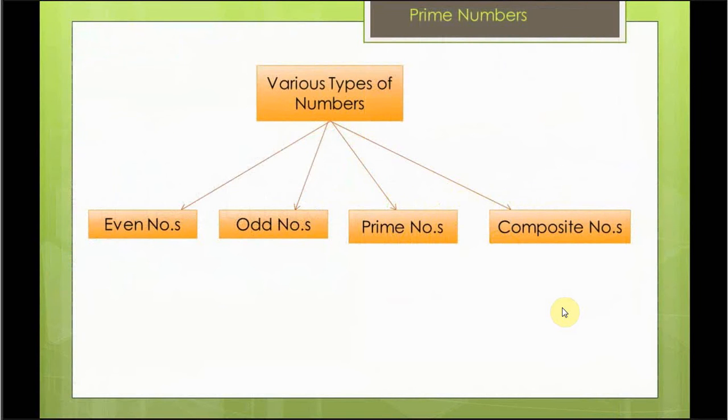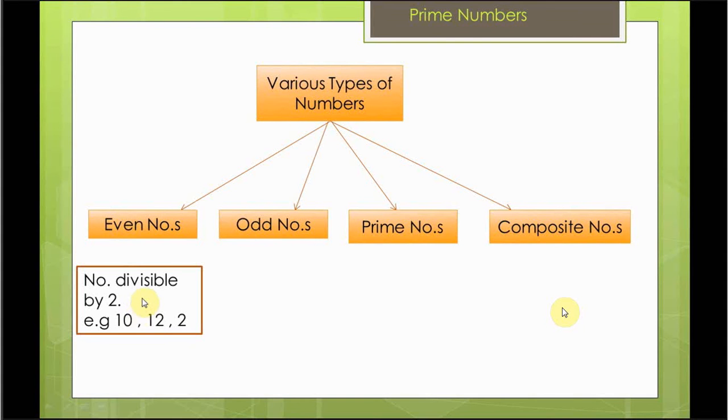Numbers can be of any type. The first one is even number. Even numbers are those numbers which are divisible by 2. It means when we divide a number by 2, I will get remainder 0. If I divide 10, 12 and 2 with 2, I will get remainder 0. Then those numbers are called even numbers.